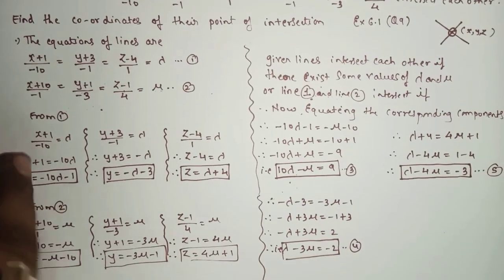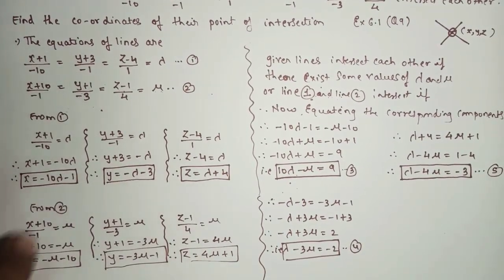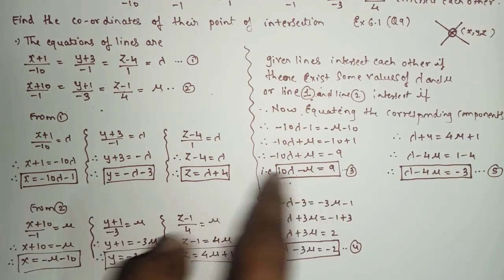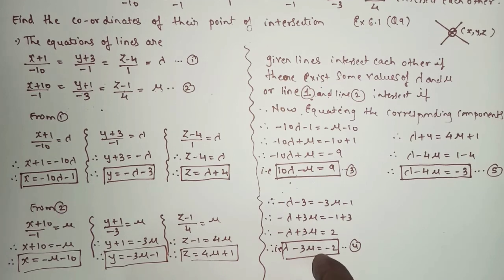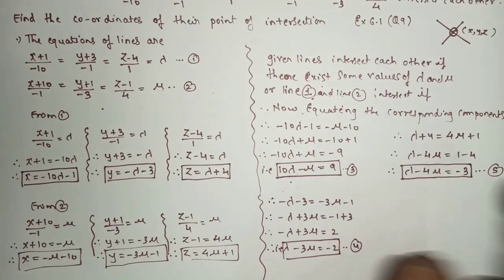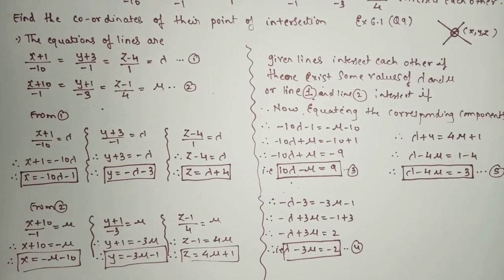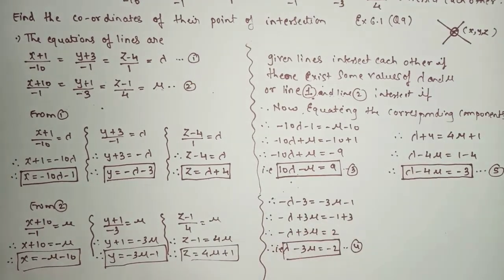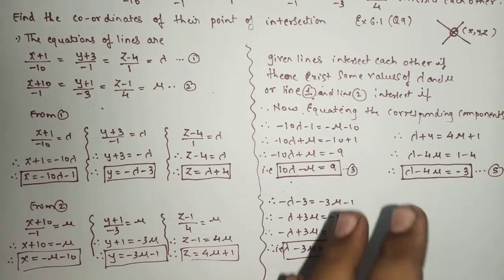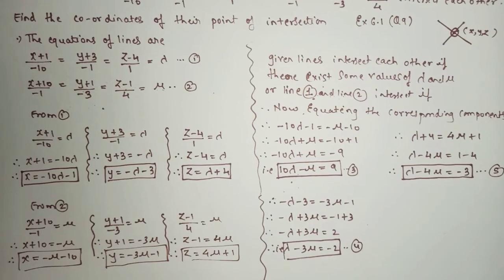Okay, so comparing x, here we got equation number 3. Comparing y, here we got equation number 4. Comparing z, here we got equation number 5. After that, as I told, the equations which we got are linear equations in two variables. As clearly we can see, the power of lambda and mu in each and every case is 1, so it looks like a linear equation in two variables. When we have linear equations in two variables, out of these three equations you can solve any two to get the values of lambda and mu.